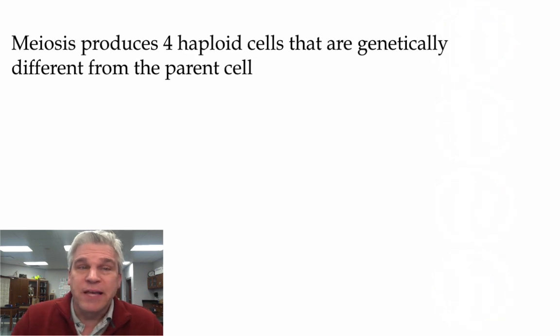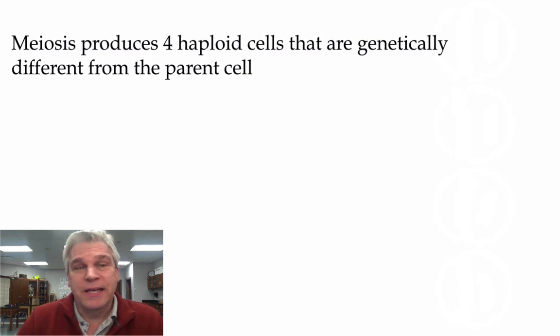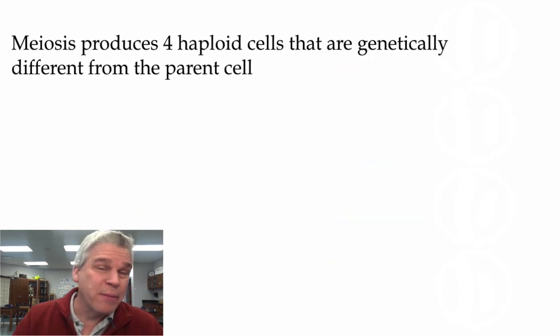The big takeaways here is that meiosis produces these 4 haploid cells, and they are genetically different from the parent cell. This is how 2 parents can have any number of children, and all of them would look different from one another because they're all going to have a different combination of genes, which we'll talk a little bit about in the next video.